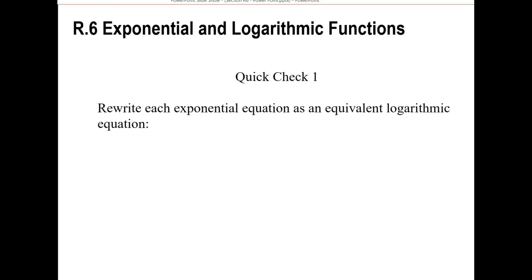All right, so we're going to try again here. Here we're given exponentials. We're going to rewrite them as logs. So this is where you should probably pause the video, try these on your own, write them down, then come back to the video to check your answers.